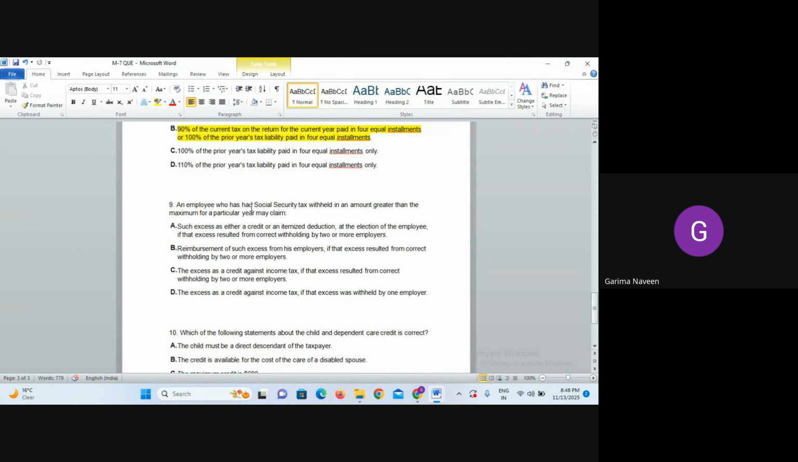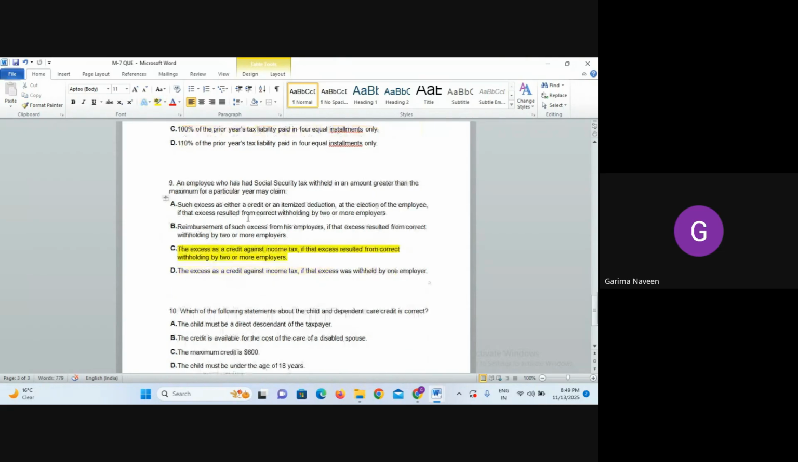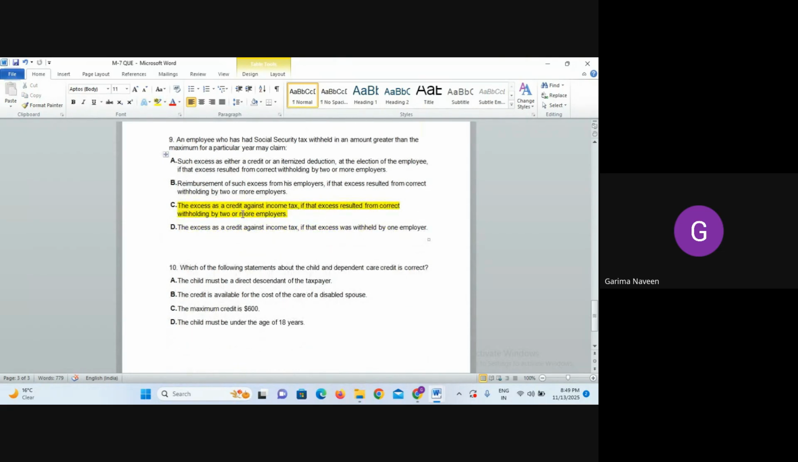So if someone has social security tax withholding more than the maximum amount for the particular year, then the excess of this amount can be taken as a credit. Okay, so correct answer should be C. So if the withholding for social security taxes is more than the required amount, then excess can be claimed as credit.